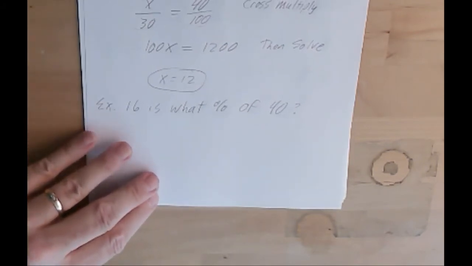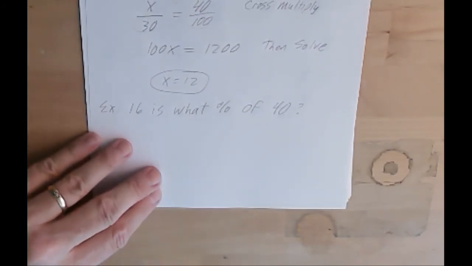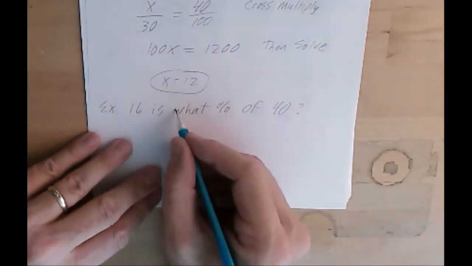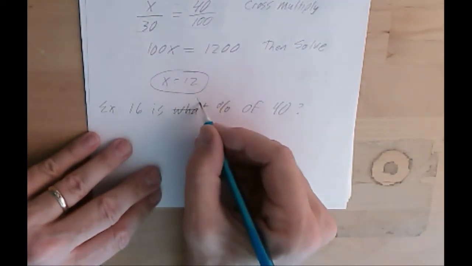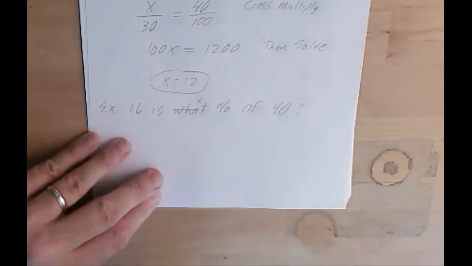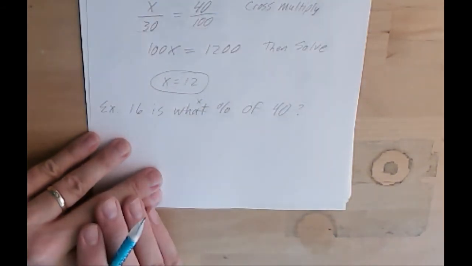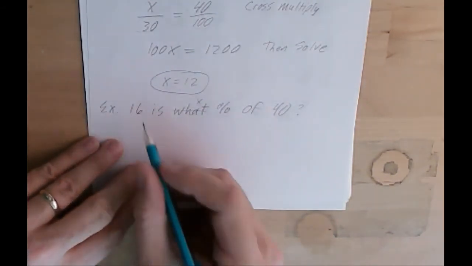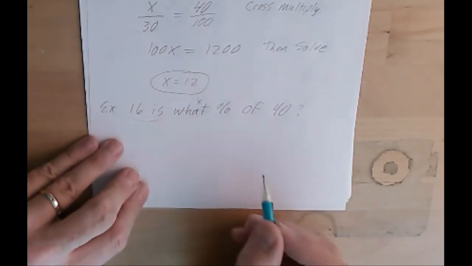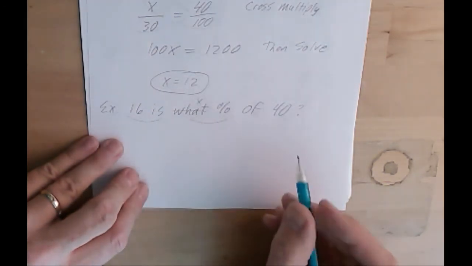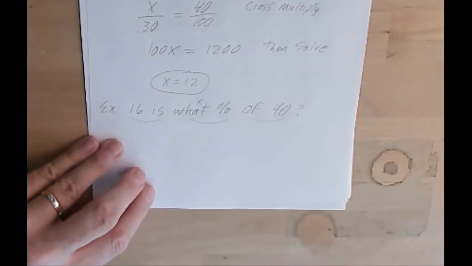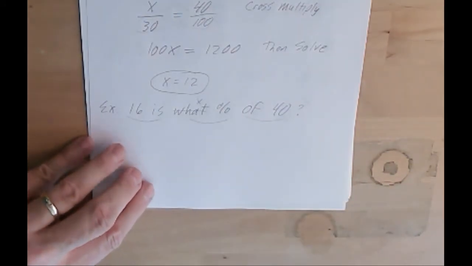All right, so remember, locate the what. That's going to be the answer to the question. That's going to be x, because we want x to be the answer to the question. And then group them. The x goes with percent, and the of goes with 40. So what does my equation look like?